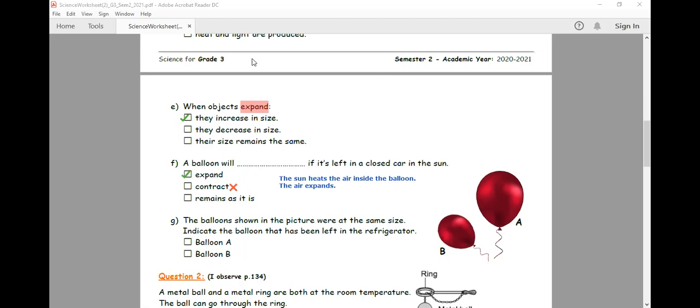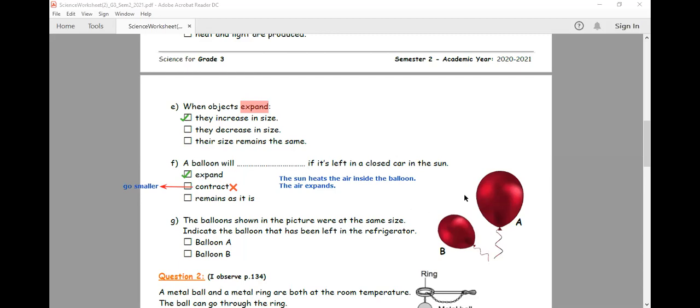And it doesn't stay like it is. Let me explain this for you. Contract, meaning go smaller. They decrease in size. But when we heat things, you should all know things expand, they go bigger. So when we leave a balloon in the car for a while, the balloon expands, it goes larger since the air expands.